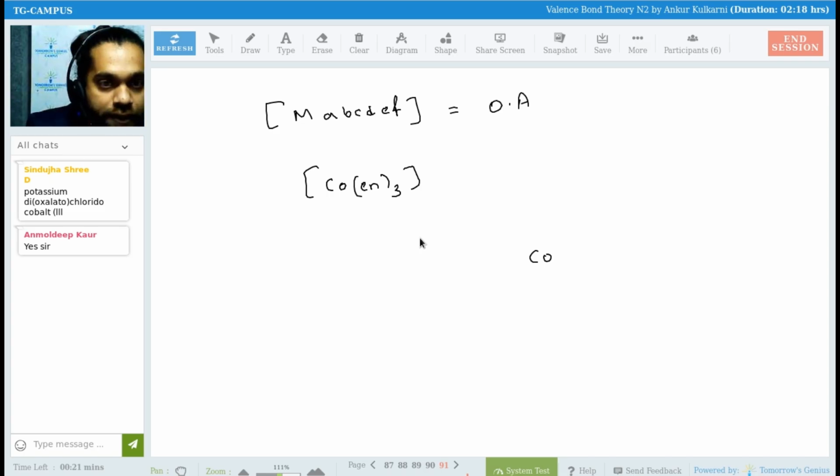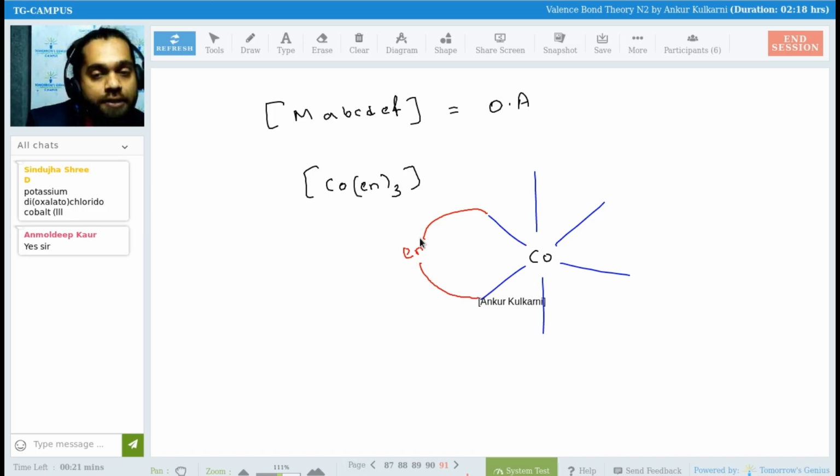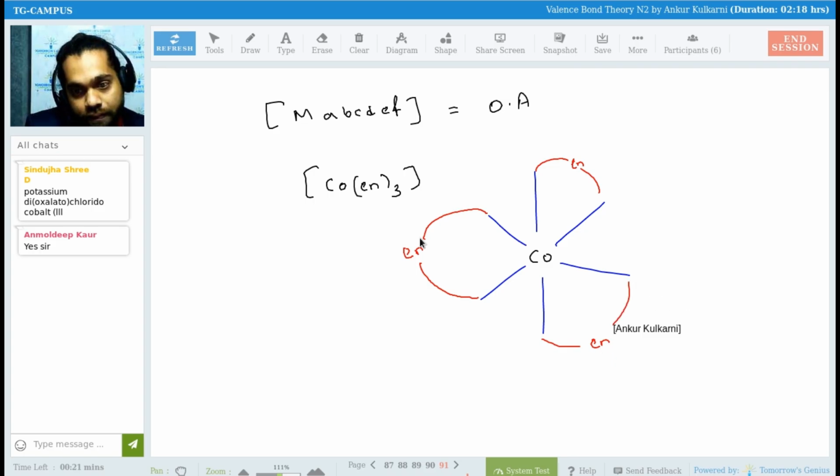So look over here, it is like this. You have octahedral bonds, you have to make it like this. I have one En like this. Another En can be like this. Another En can be like this, and this En can be like this. Are you getting it? Your ethylene diamine gets attached like this.